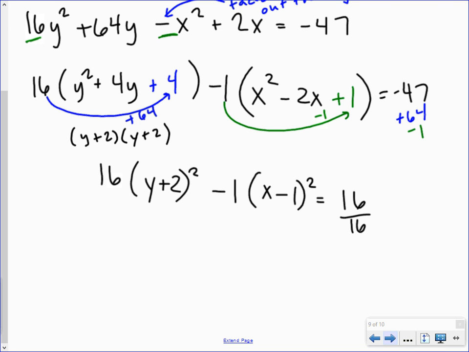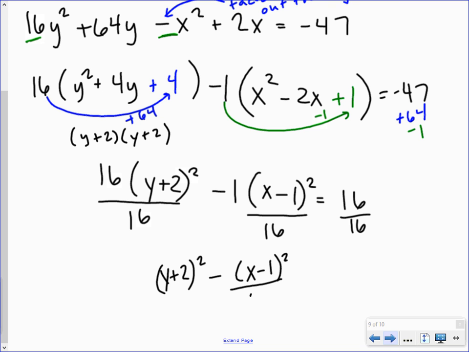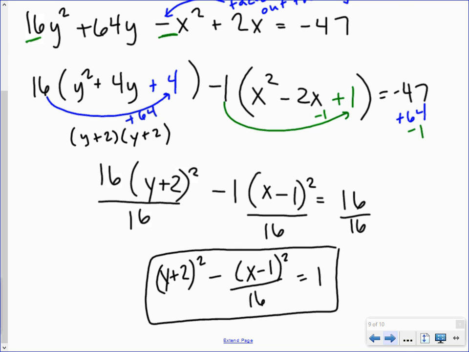Divide everything by 16. And then you have standard form. So then it becomes very much like an ellipse. That's just y plus 2, quantity squared, minus x minus 1 squared over 16. At this point, I could drop my 1 if I wanted to, and then it equals 1. I could now identify the center point and the a squared and the b squared. What's my a squared on this one? 1. So a is 1.